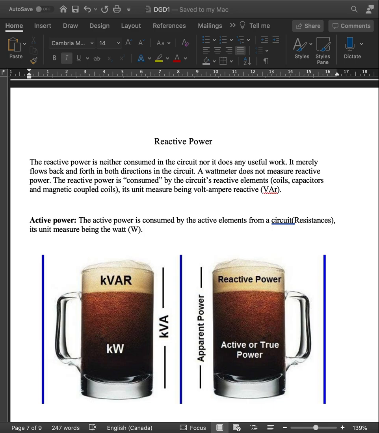Okay, as we said before, reactive power is usually the useless power that is neither consumed nor does any useful work in the circuit. It is generally generated back and forth when the current goes back and forth in the circuit.